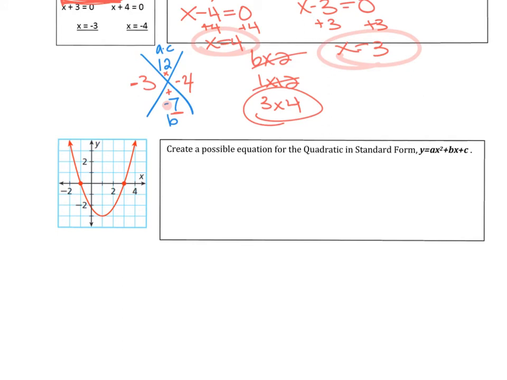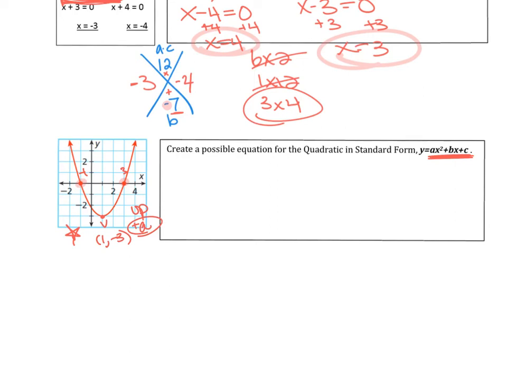All right, last one. I'll create a possible equation for the quadratic in standard form, which is ax squared plus bx plus c. I don't know if you guys have done any like this, but I'll show you the process that I go through. Here's our graph right here. We notice that we're given a couple things. We have two x-intercepts. One is at -1 and the other is at +3. Here's our vertex at (1, -3), and this opens up, which means a needs to be positive. Really important there. So create a possible equation.